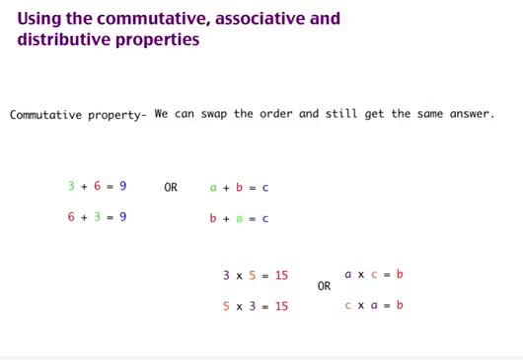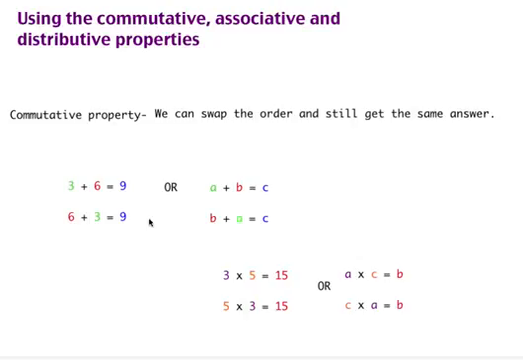First, we're going to talk about the commutative property. That means we can swap the order and still get the same answer. Swap or switch or mix around the numbers to get the same answer. So if we look here, I have 3 plus 6 equals 9. If I swap that and put the 6 first, 6 plus 3 still equals 9.